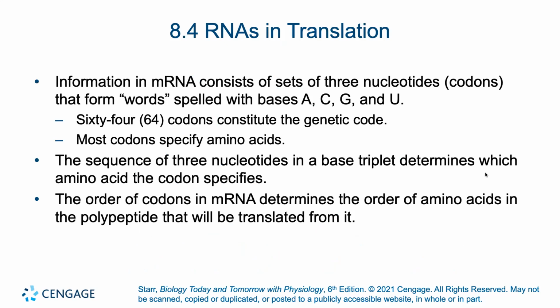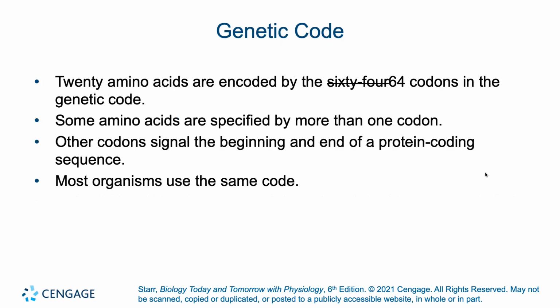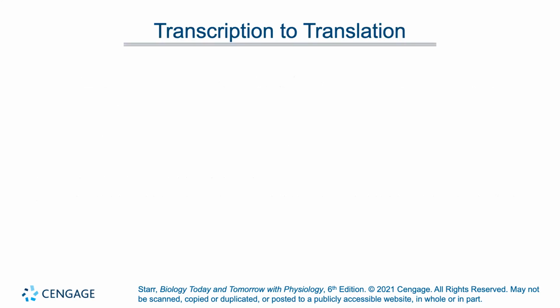The sequence of 3 nucleotides in a base triplet determines which amino acid the codon specifies, and the order of codons in the messenger RNA determines the order of amino acids in the polypeptide that are going to be translated from it, okay? 20 amino acids are encoded by 64 codons in the genetic code. Some amino acids are specified by more than one codon. Other codons signal the beginning and the end of a protein coding sequence. Most organisms use the same code. So let's look at transcription to translation here.